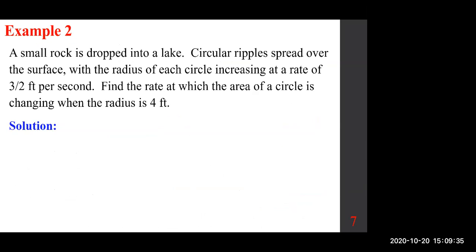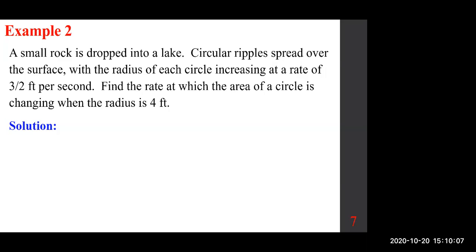Could somebody read this example? I need you to help me so we can go through this fast. Could somebody be kind enough to read the question, please? I'll read it. Please. A small rock is dropped into a lake. Circular ripples spread over the surface, with the radius of each circle increasing at a rate of 3/2 feet per second. Find the rate at which the area of a circle is changing when the radius is 4 feet. Thank you so much, Joseph.